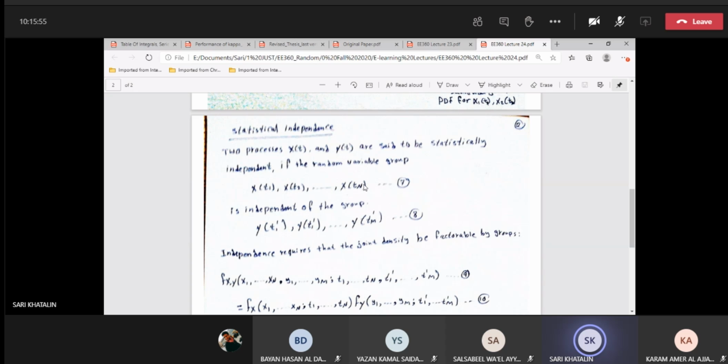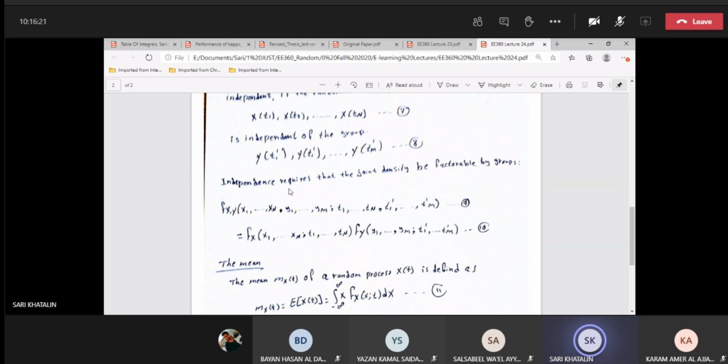So the random variable group for x is x1, x2, x3, and so on, as shown in equation 7. And the random variable group for y of t is given in equation 8, okay? So if these two equations or two functions or groups are independent of each other, then we can say that these two processes are independent of each other.